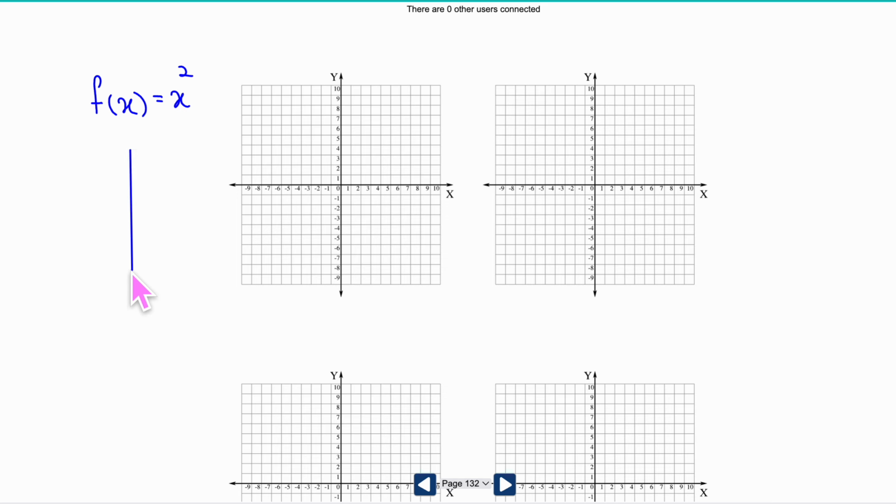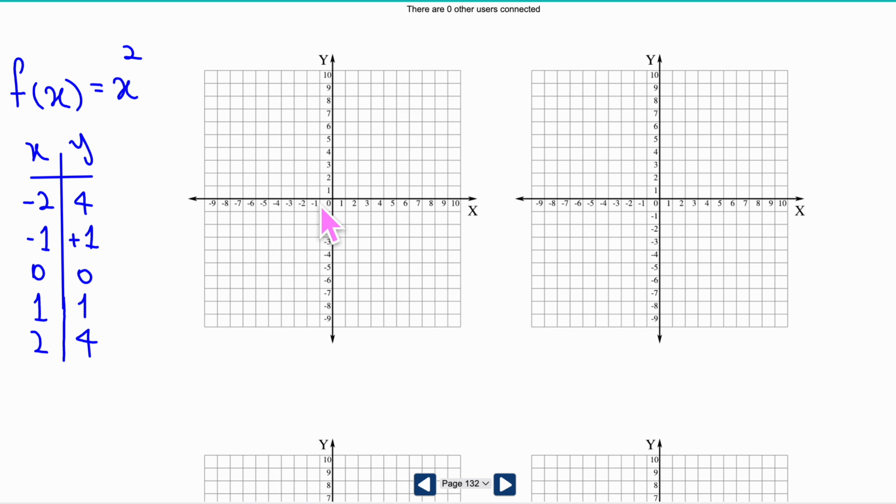Now if I give it different values, for example, x, -2. Well, if instead of x, I plug in -2, I'm going to get 4. And if I have -1, I'll be getting +1. For 0, I'll get 0. For 1, I would get 1. And lastly, for 2, I would get 4. Let's plug in these numbers.